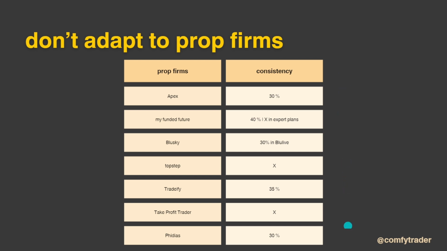Look around, there are a couple of companies out there. Apex, as one of the biggest ones, has the 30% rule. But just on the next place, we have My Funded Futures, and they offer two different plans. They have one starter plan with a 40% consistency rule, and in the expert plan you don't need to follow any consistency rule. The same with Blue Sky, which has no consistency after the evaluation period. Topstep has no consistency. They have other kinds of rules.